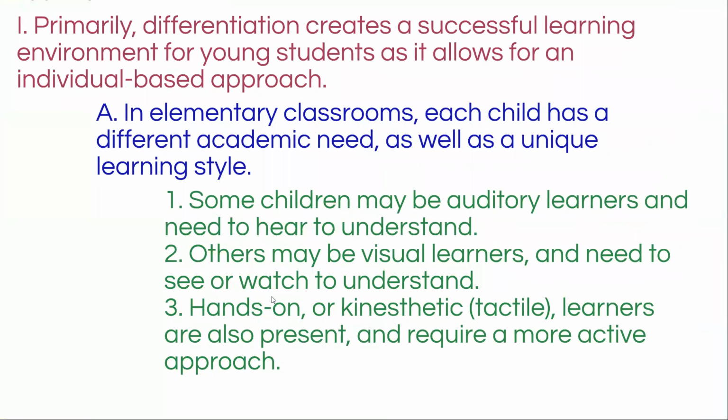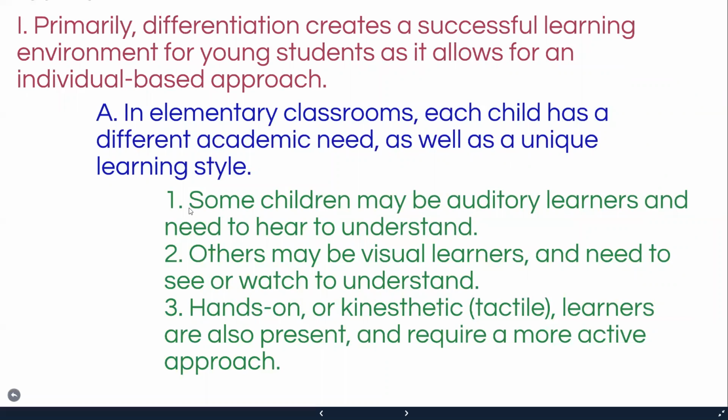Looking over at our graphic again, we're talking about the differentiation in the classroom creating success as it allows for an individual-based approach. In our subordinate idea under part A, we talked about each child having a different academic need and a unique learning style. Now we're jumping into what those are in our reasons and examples, starting with number 1 here.